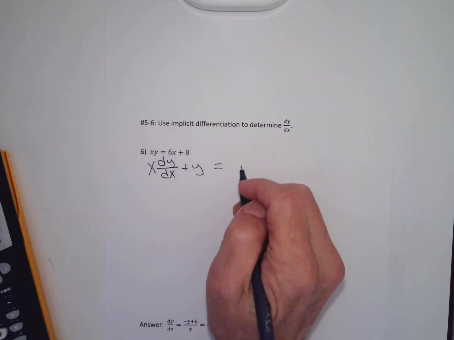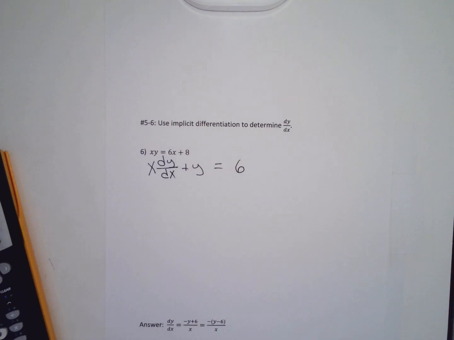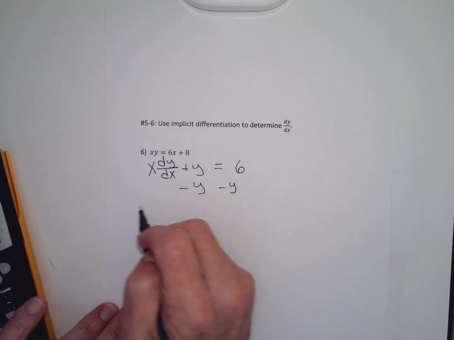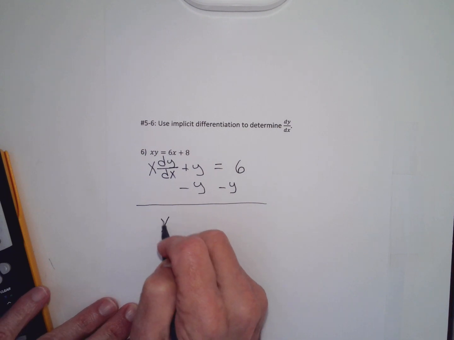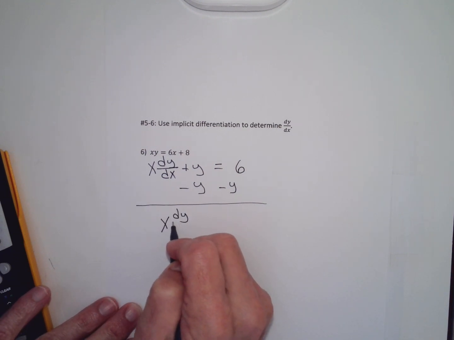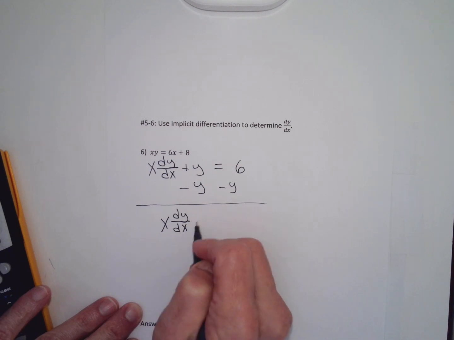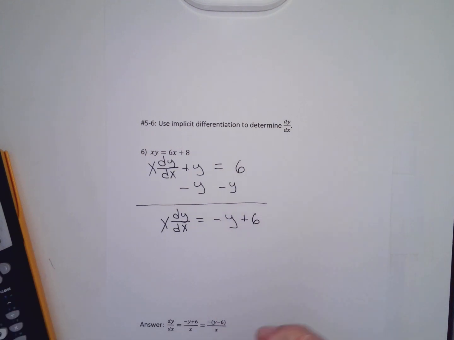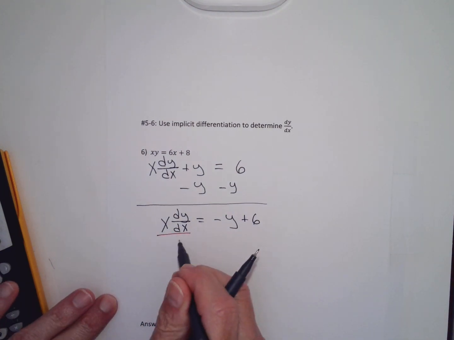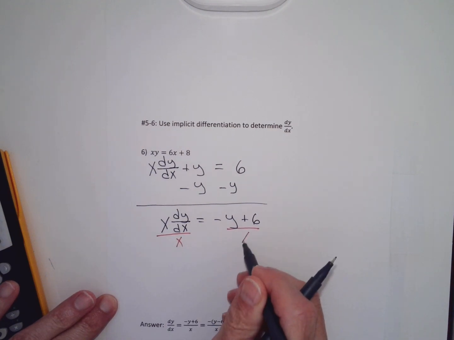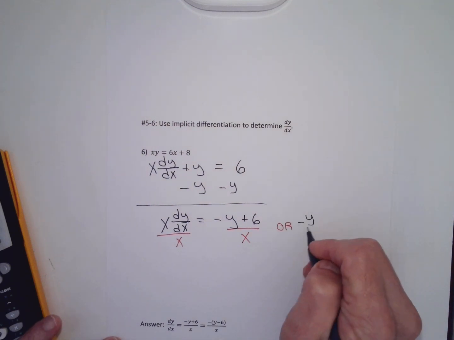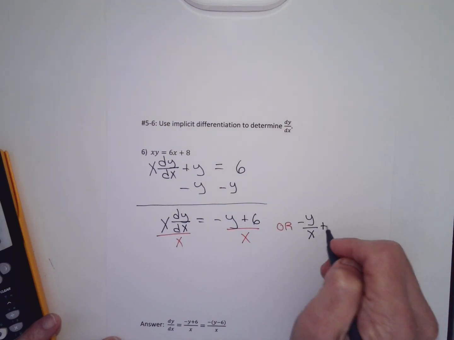On the right-hand side, the derivative of 6x is 6. The derivative of 8 is 0. And now I'm going to subtract y from both sides and divide by x. When I subtract y from both sides, I probably want to write the y first. But if you wrote it second, I could hardly care. And now I'm going to divide by x, and I could make small fractions or I could make big fractions on the right-hand side. On this right-hand side, I could have written minus y over x plus 6 over x.